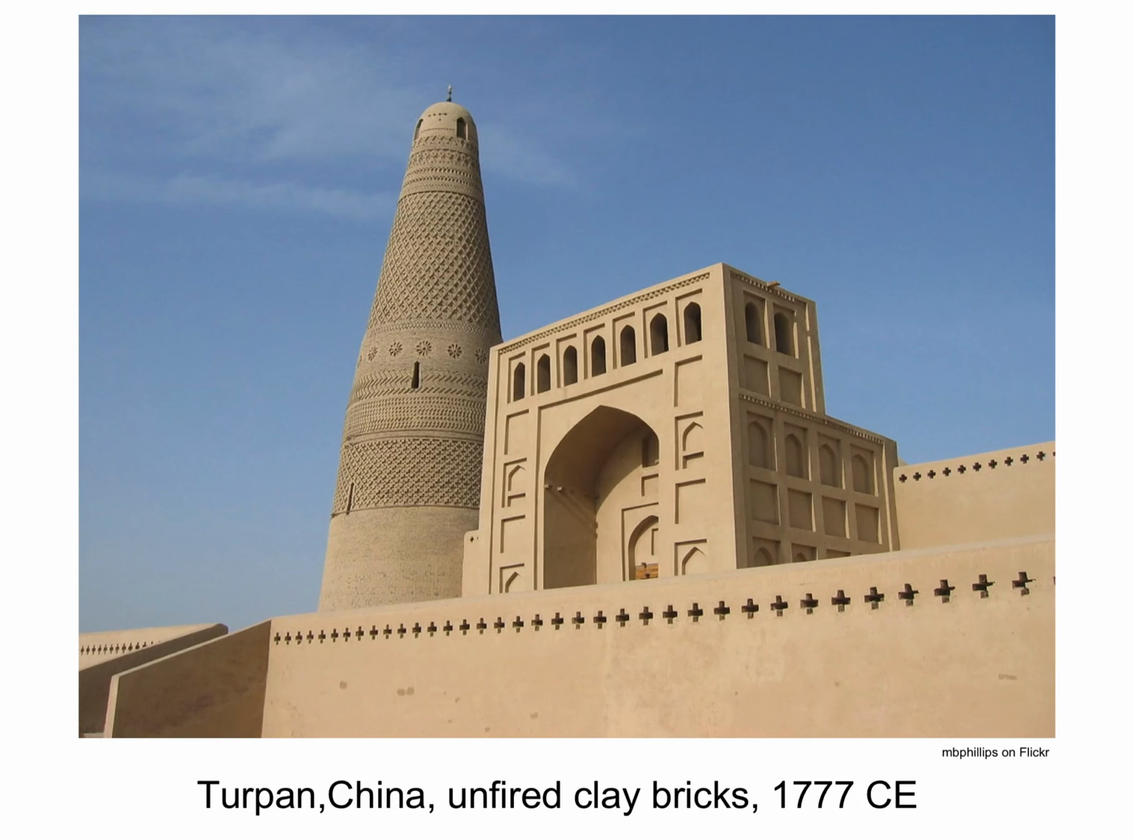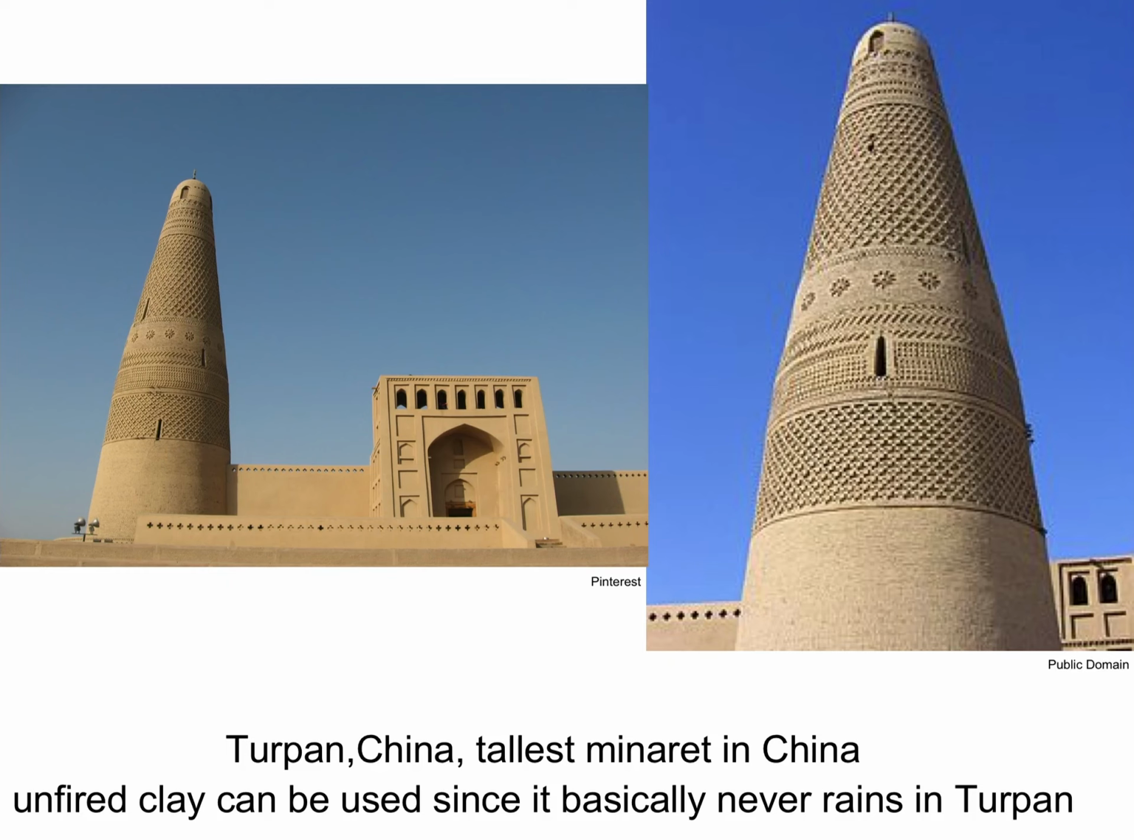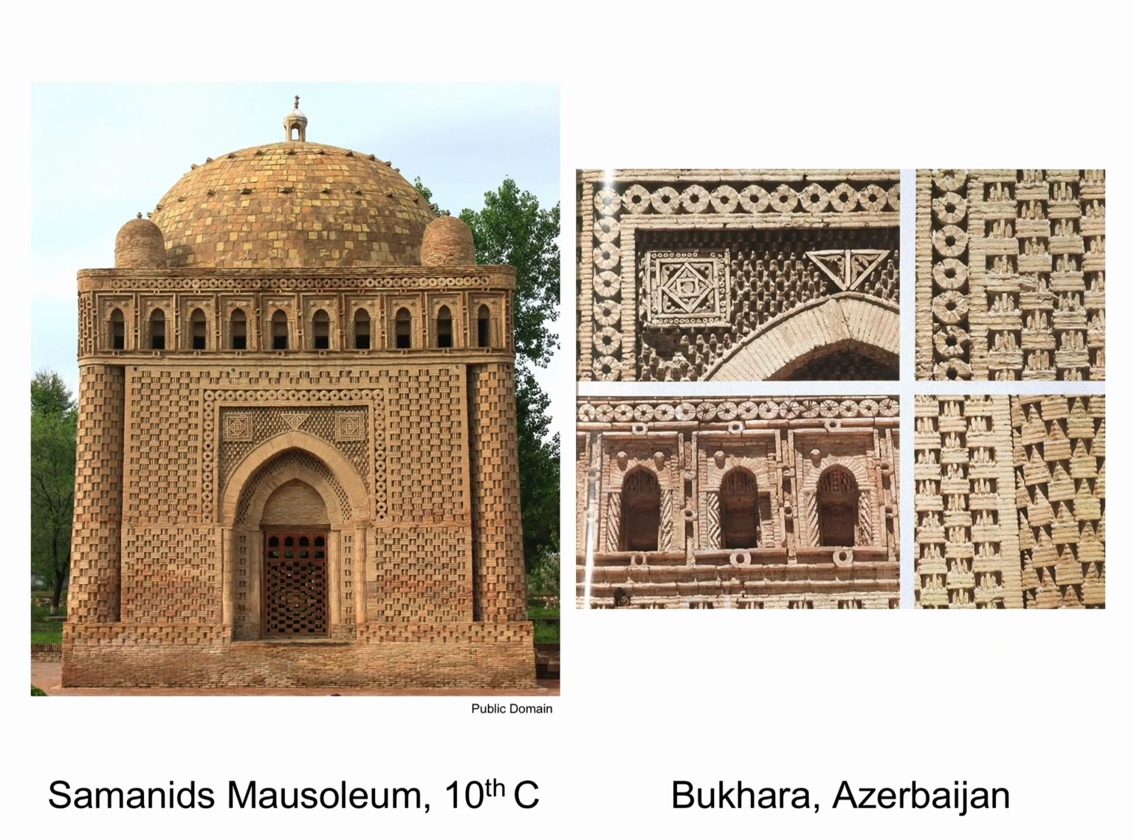In Turpan, China, there is a mosque and its minaret completely built of unfired clay bricks. In 1777 of the Common Era. And you can see from the structures that the bricks still look fresh and new, and they haven't worn out at all, although they are built with raw clay bricks that have not been fired. And the reason for that is that it almost never rains in Turpan. It is one of the driest places on earth, and buildings can be made out of raw clay and still survive centuries of wear and use.